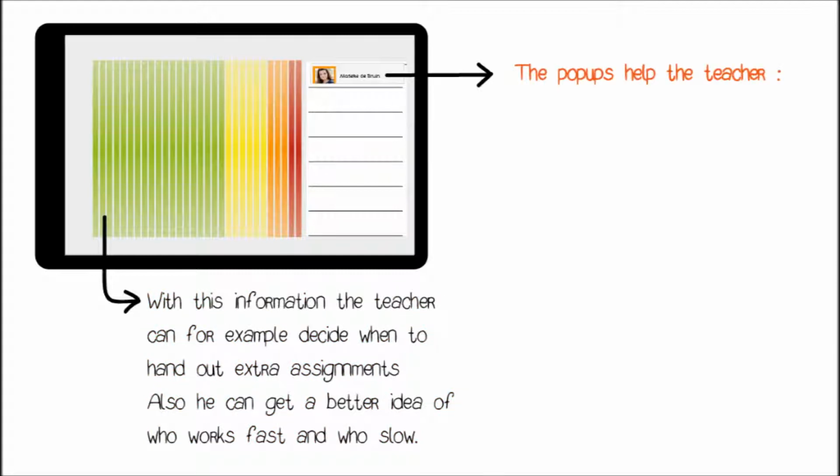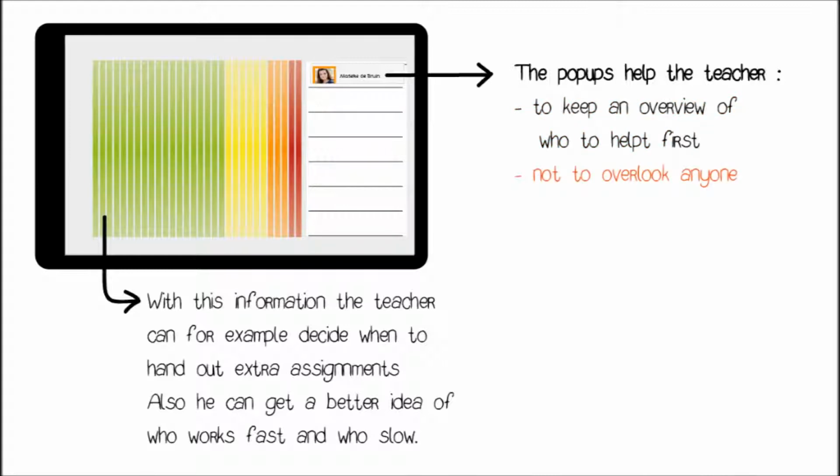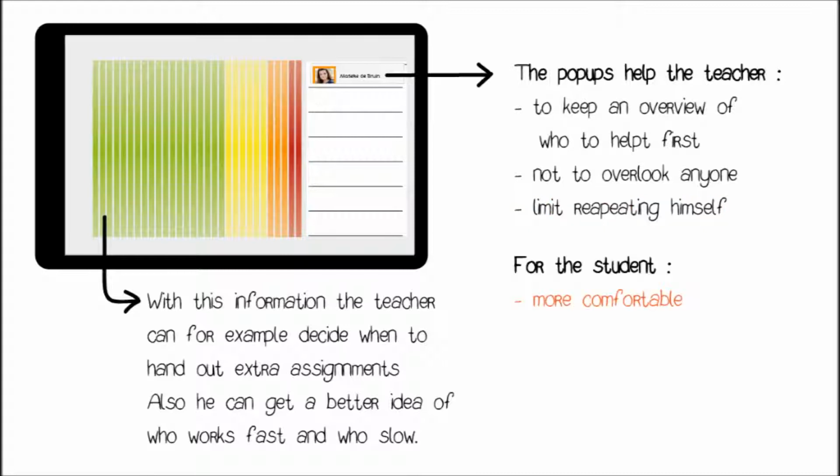The pop-ups help the teacher to keep an overview of who to help first. It prevents him from overlooking anyone. And he can use it to limit the times he has to repeat himself. If he notices a lot of students get stuck with the same questions, he can choose to explain the question once in front of the whole class.